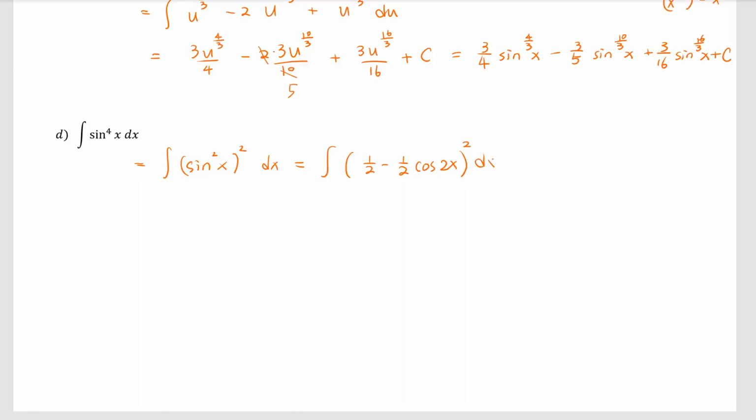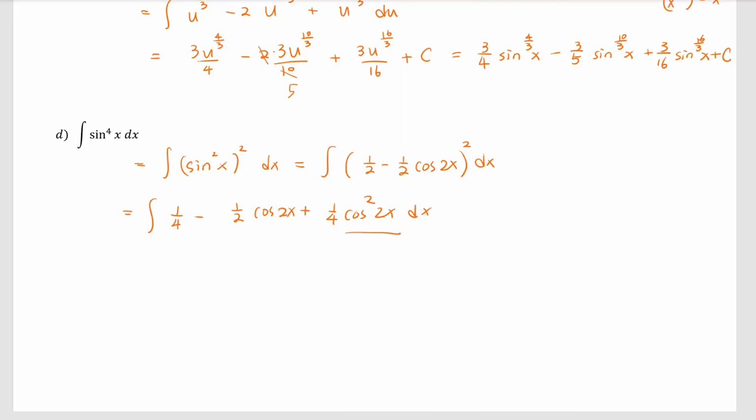So I hope you can memorize the double angle formula because we will use it a lot in our course. And throughout all the exams, we're not providing formula sheets. Okay, so let's continue. We multiply out, right? So 1/2 squared is 1/4 minus 2 times 1/2 times 1/2, so 1/2 cosine 2x plus 1/4 cosine 2x squared dx.